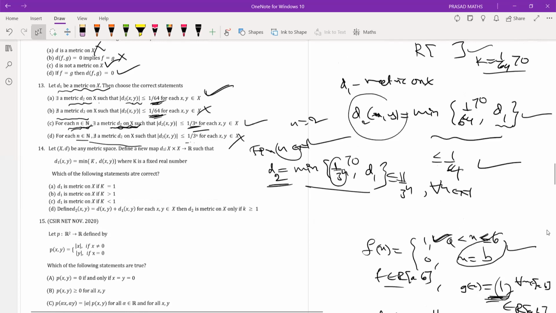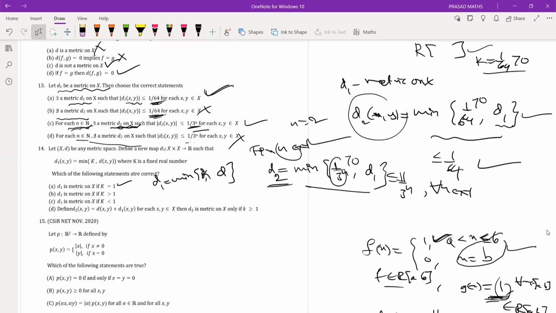So 14th question, (X, d) is a metric space. Define a new map d1. d1 is equal to minimum of k comma d(x, y), where k is a fixed real number. So which of the following are correct? Okay. d1 is a metric. What is my d1? d1 is nothing but minimum of k comma d.